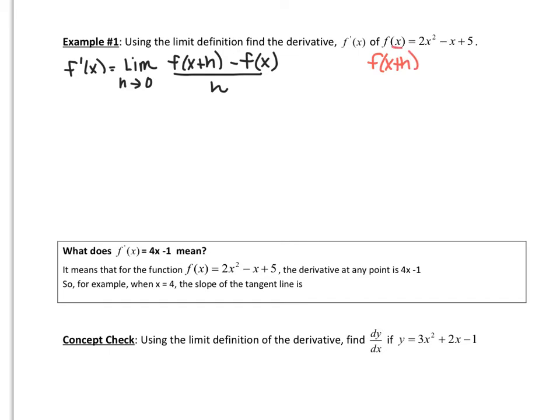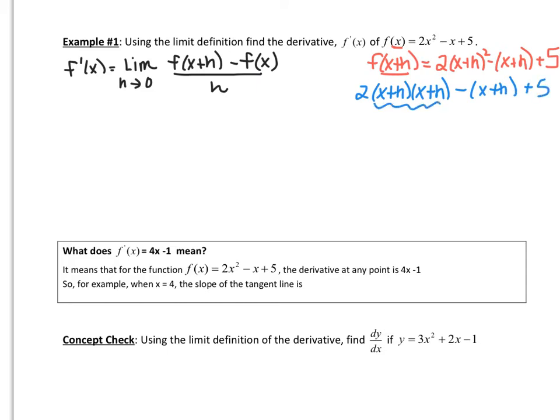That means everywhere I see an x, I'm going to put an x plus h. So 2(x plus h) squared minus (x plus h) plus 5. So we can start here by double distributing. So I'm going to write it over here a little bit. So we have 2 times (x plus h) times (x plus h) minus (x plus h) plus 5.